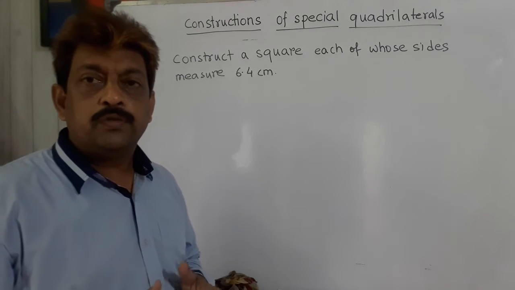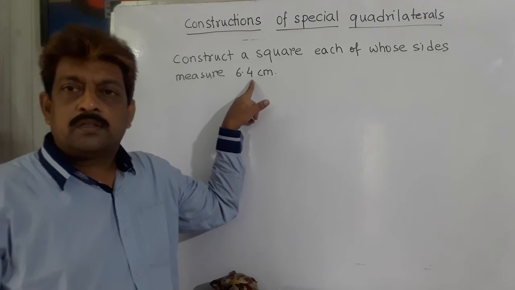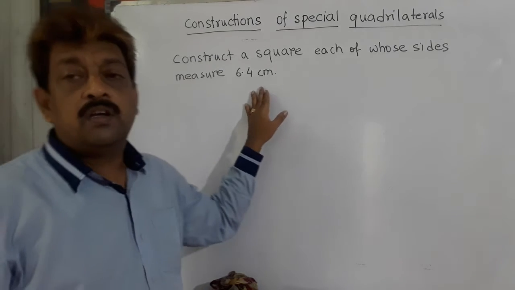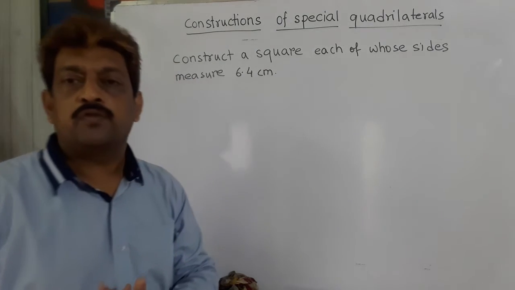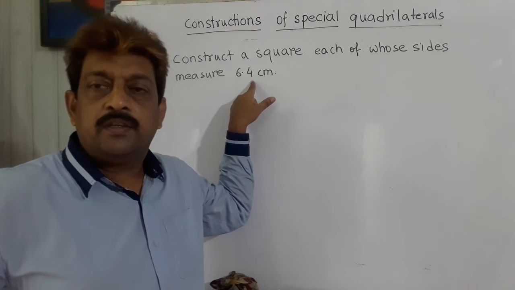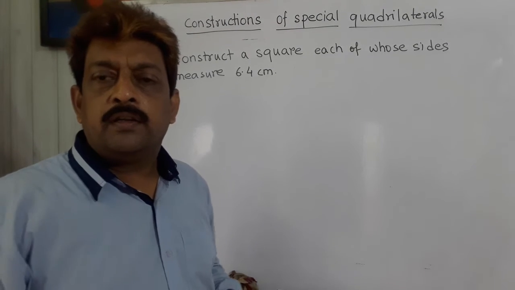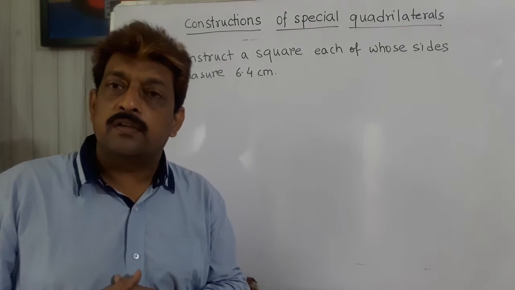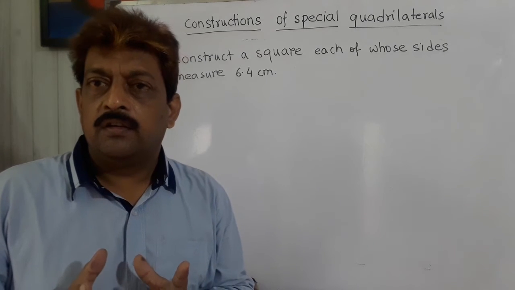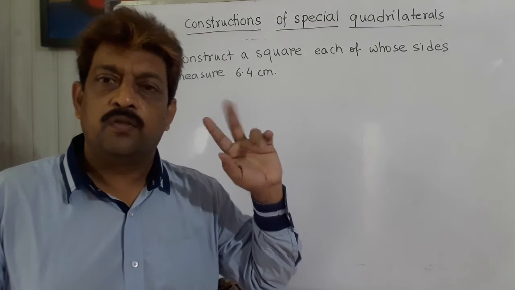Now I am going to show you how to construct a square when the side of the square is given. Construct a square each of whose sides measure 6.4 centimeter. In a square all four sides are equal. That means we have to construct all the sides equal to 6.4 centimeter, and also we know that in a square, the included angles are right angles. Therefore, the 5 parts which are required for construction of quadrilaterals are there, the 4 sides as well as one of the included angle.